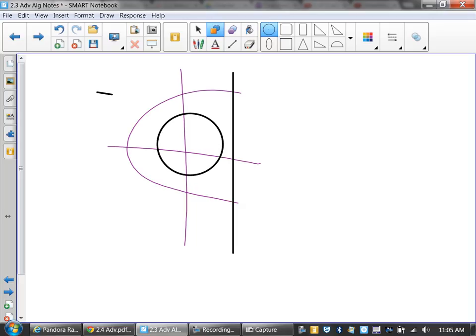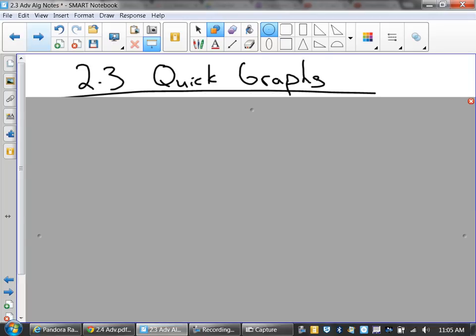Now, 2.3. What I like to call quick graphs.